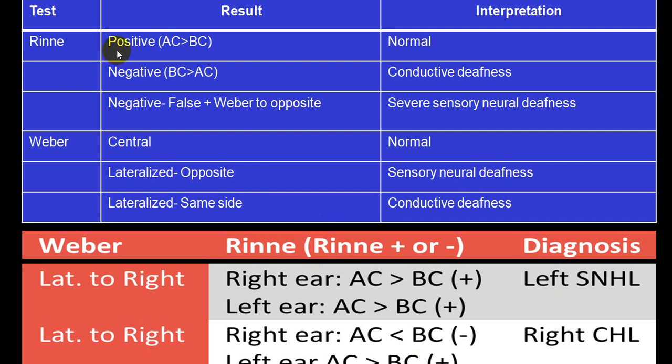So Rinne's test, we already mentioned, normal, air conduction better than bone conduction. If bone conduction is better than air conduction, we call negative. That is very typical in conductive deafness. And when it is negative and Weber's test is to the opposite side, that means neuronal defects. While Weber test, if you put it in the center, both side is equal, normal. If it is lateralized to the opposite side, it is mainly because of the sensory nerve defects. And if it is lateralized to the same side, it is a conductive defect. Remember this, the findings and interpretation of Rinne's test and Weber's test. Very simple to understand.